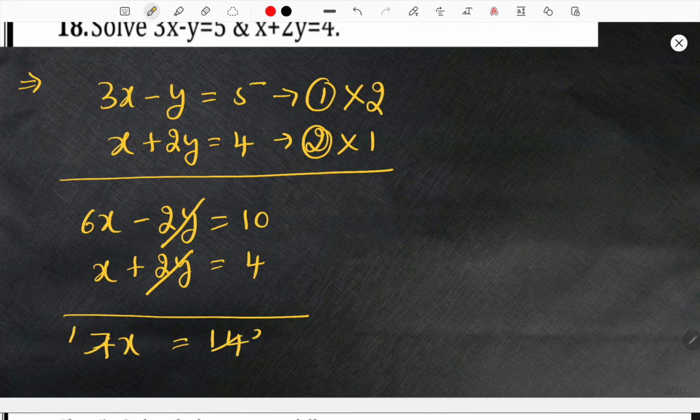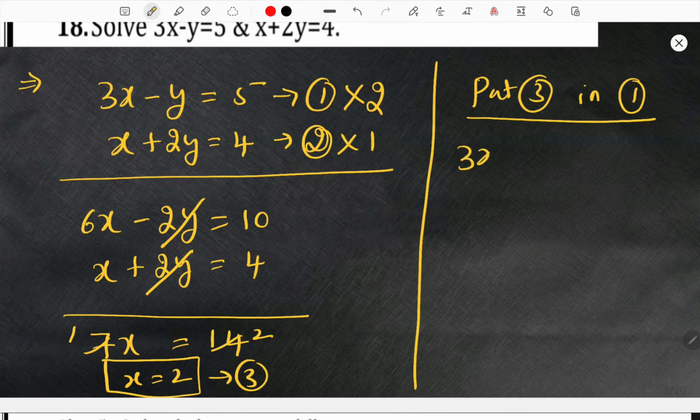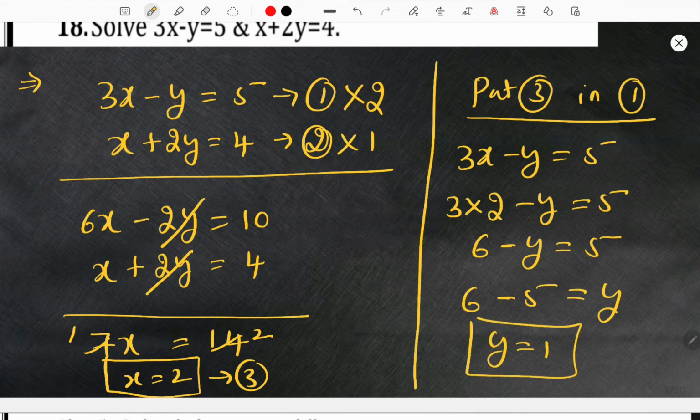So 7 ones are 7, 7 twos are 14, and we get the value of x as 2. So let us call it as equation number 3. Now I am going to put this equation number 3 in equation number 1. So what is the equation number 1? That is 3x minus y is equal to 5. So 3 into x, which is 2, then minus y is equal to 5. 3 into 2 is 6. 6 minus y is equal to 5. Then it becomes 6 minus 5 is equal to y. So I am bringing this 5 this side minus, and minus y that side plus y. So y is equal to 1. So these are the two solutions. x is equal to 2 and y is equal to 1.